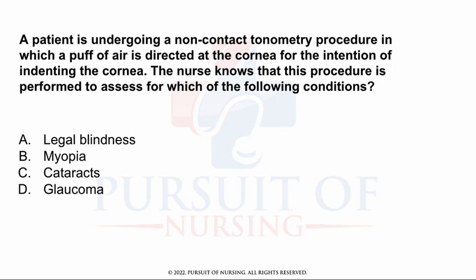All right, so this is our classic multiple choice style question. It is going to assess your knowledge of physiological integrity. A patient is undergoing a non-contact tonometry procedure in which a puff of air is directed at the cornea for the intention of indenting the cornea. The nurse knows that this procedure is performed to assess for which of the following conditions: legal blindness, myopia, cataracts, or glaucoma.